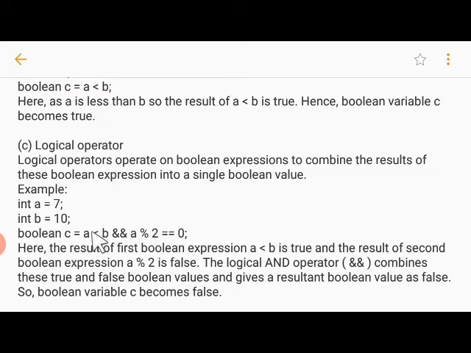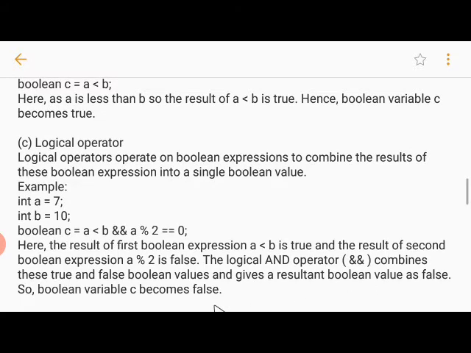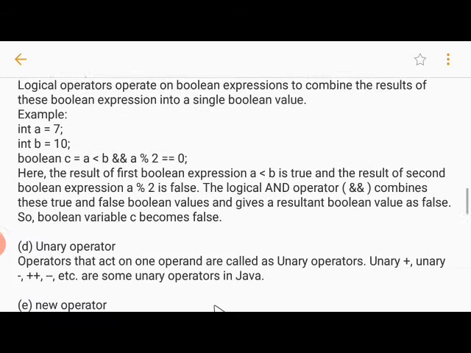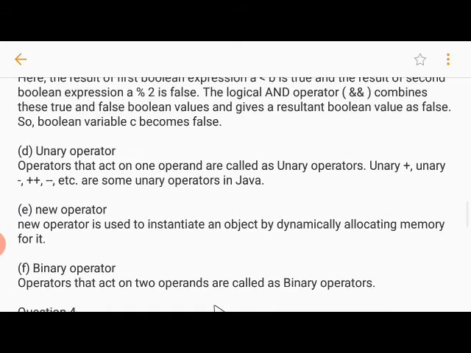In the logical AND operation, if any of its components evaluates to false, the output will also be false. So students, here the result of the first Boolean expression a < b is true, and the result of the second Boolean expression a % 2 == 0 is false. The logical AND combines these true and false Boolean values and gives a resultant Boolean value of false. So Boolean variable c becomes false. Alright, so c will contain which value? It will contain false.